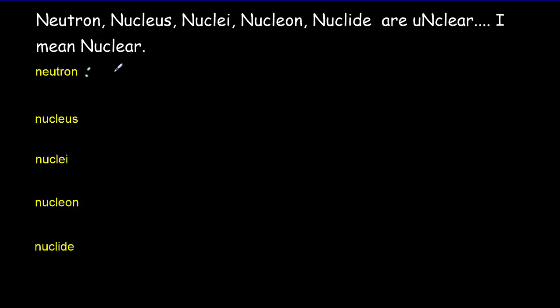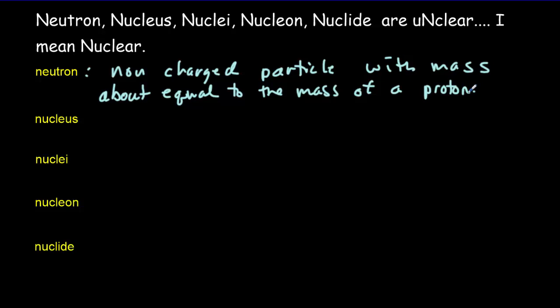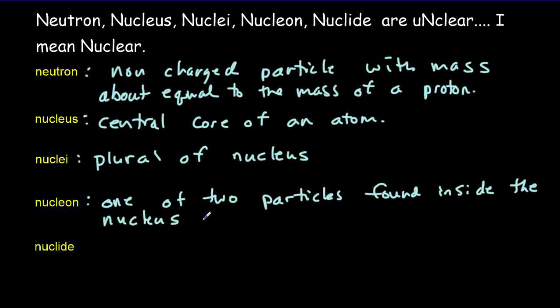A neutron is a non-charged particle with mass about equal to the mass of a proton. It's also going to be about 2,000 times more massive than an electron. Nucleus, that's simply the central core of an atom. Nuclei is the plural of nucleus. So we don't say nucleuses, we say nuclei. A nucleon is one of two particles found within the nucleus. That means it's either going to be a neutron or a proton. It's a group name for neutron or proton.